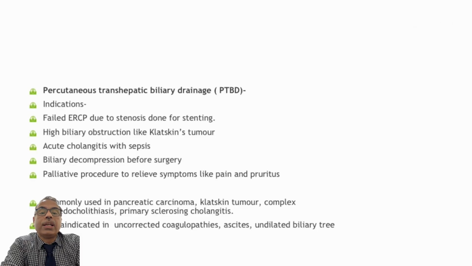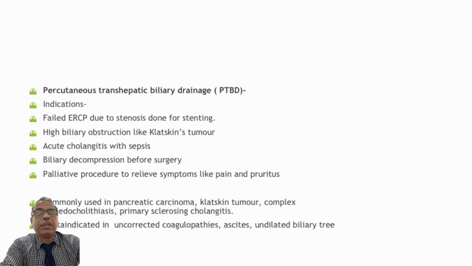Number two, when there is a very high biliary obstruction like Klatskin's tumor. In such cases, PTBD would be an ideal procedure to be done rather than doing a stenting. Number three, when the patient is already in acute cholangitis with sepsis, you would also do percutaneous transhepatic biliary drainage for biliary decompression when the patient is planned for surgery.